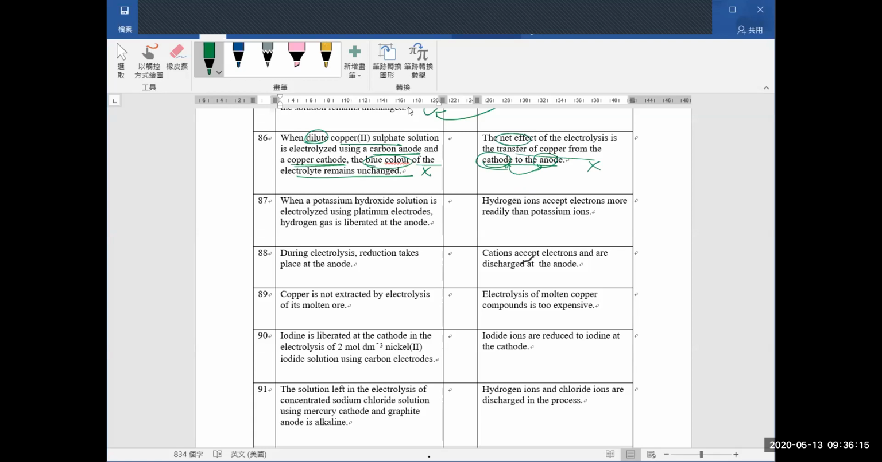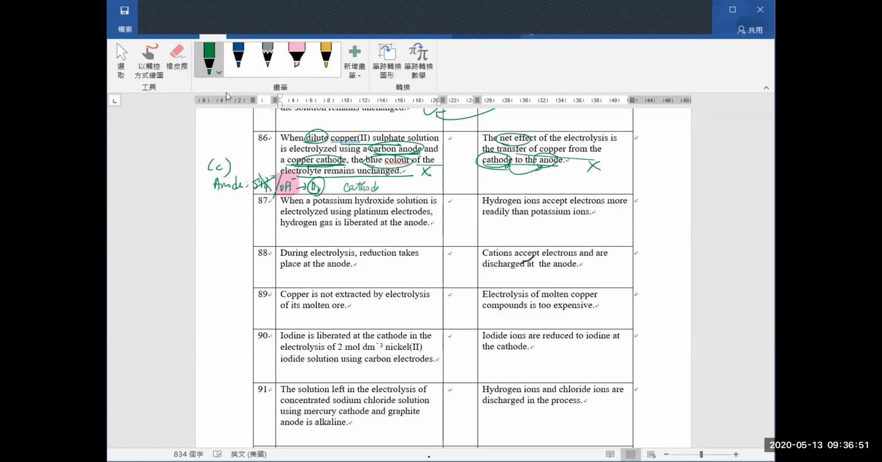Do you know why? You need to consider anode and cathode material respectively. For the anode, you use carbon, so you need not consider the effect of the electrode material since it is inert. Leaving behind is to consider sulfate or hydroxide ion, which wins. Yes, that's right, hydroxide wins. So what will be the product? They will turn to oxygen.